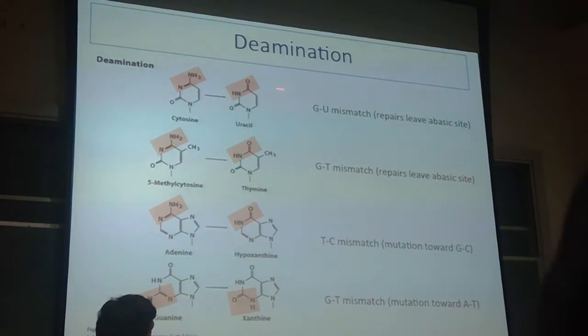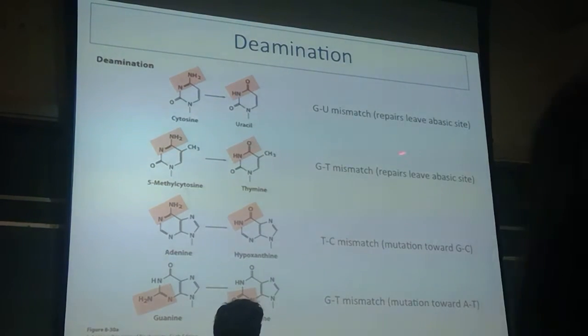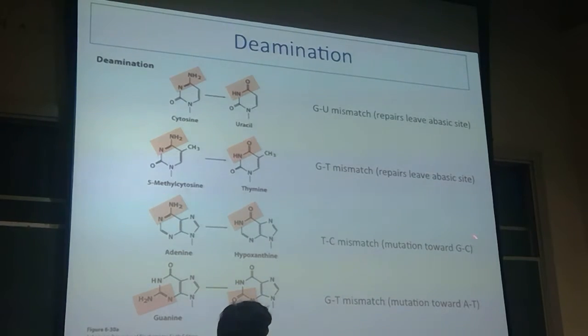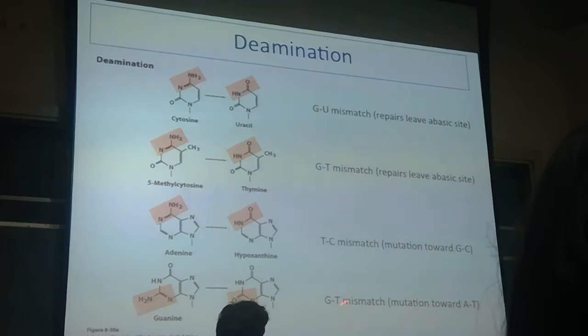Okay? So it just means that you remove the nucleobase from the nucleotide and put another one on it. Okay? It's called an abasic site, meaning they don't have a base. GT mismatch, same type of repair. TC mismatch, you need a mutation for GT, so you will mutate the T towards the C, and GT mismatch again, mutation towards an AT. Okay?